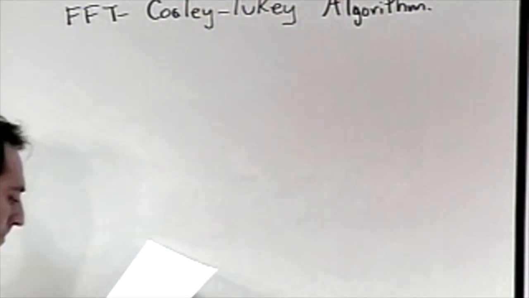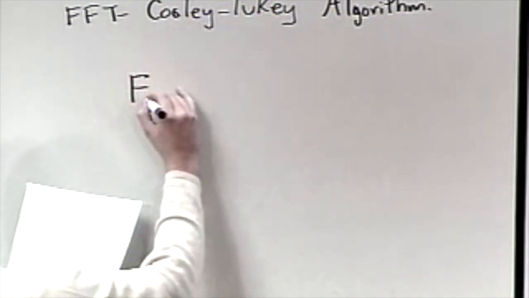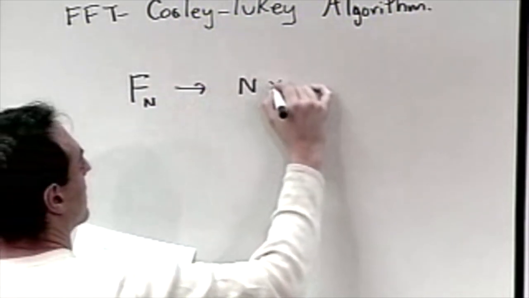So here's the idea. Consider this matrix here, the matrix f of n, which is an n by n matrix.